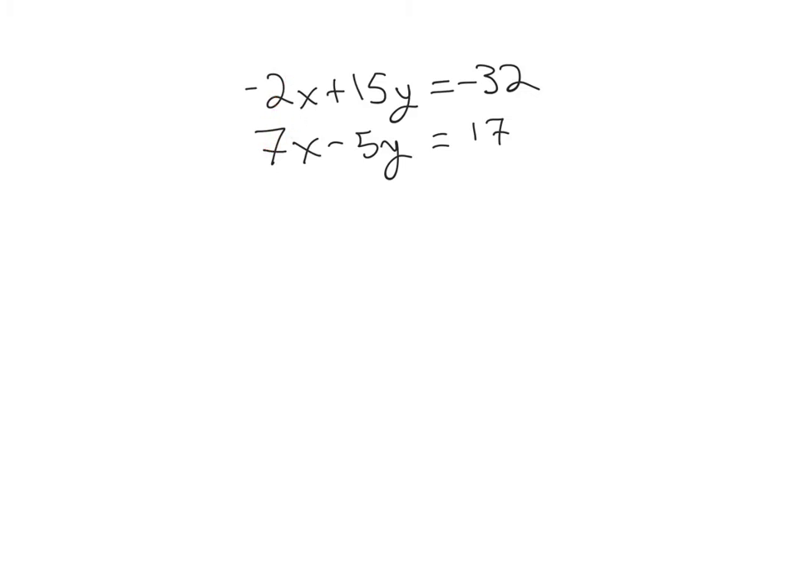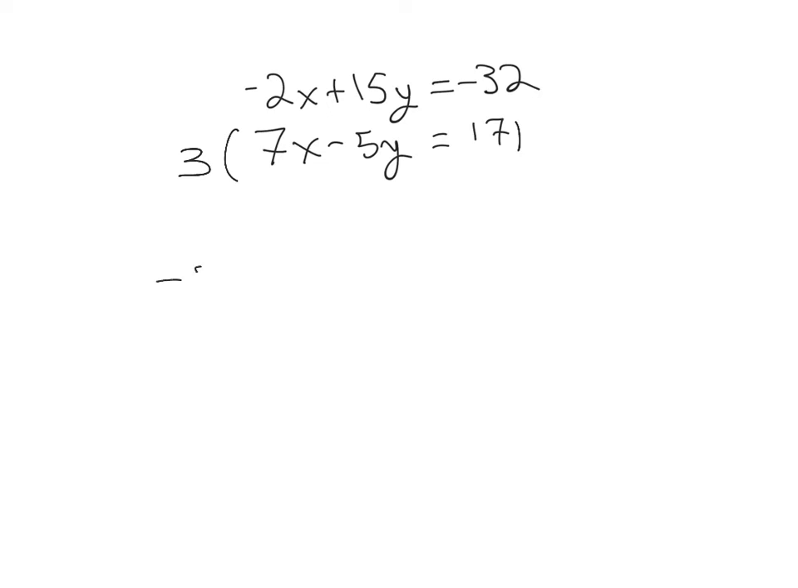2 and 7 don't have any common factors, but 5 and 15 do. They both have a factor of 5. So if I were to multiply 5 by 3, I would get 15. Okay, so I'm going to go through that process. I'm going to multiply this whole bottom equation by 3.